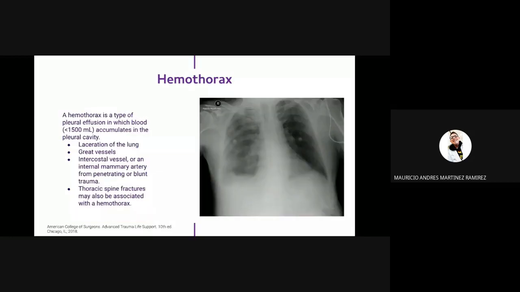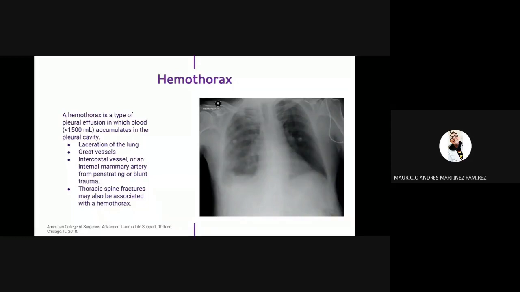A hemothorax is a type of pleural effusion in which blood accumulates in the pleural cavity. Non-massive hemothorax, less than 1,500 milliliters, occurs by injury to lung parenchyma, intercostal vessels, or other chest wall vessels. Bleeding is usually self-limited and does not require operative intervention.